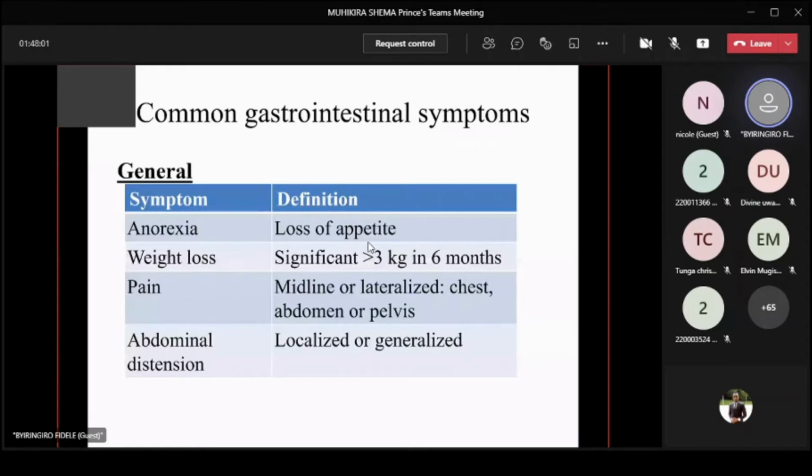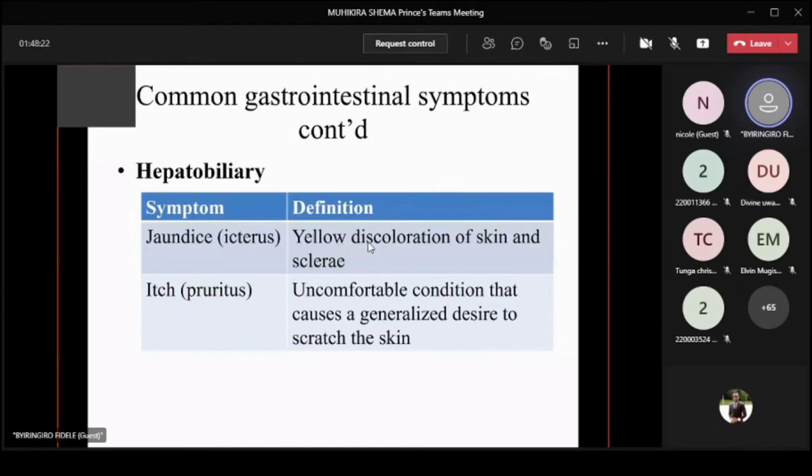All these terminologies, you need to know them. You have to read them, memorize them, because you are going to need them in the future. Then jaundice or icterus is a yellowish discoloration of the skin and sclera. Itching or pruritus is an uncomfortable condition that causes a generalized desire to scratch the skin.